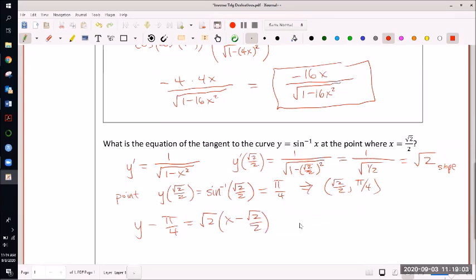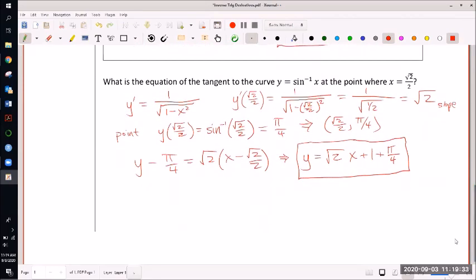I can put this in slope-intercept form. All right, y equals the square root of 2 times x. The x is not under the square root. When I multiply the square root of 2 times the square root of 2 over 2, I get 2 over 2, which is just 1. And then I'll add pi over 4, so it's plus 1 plus pi over 4. I can't combine those terms, so I'll just leave it like that. The slope is square root 2, and the y-intercept is 1 plus pi over 4. And that's it.